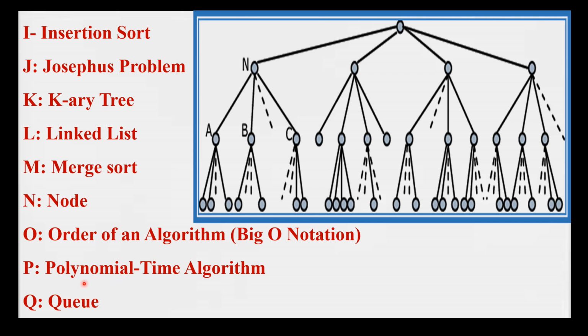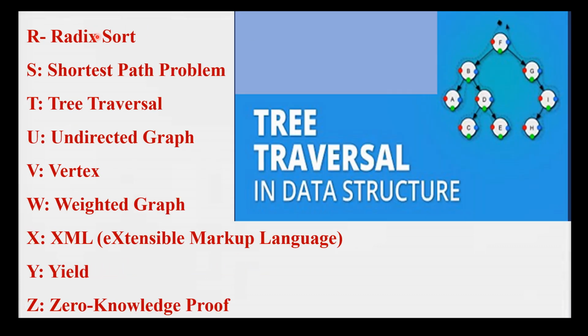Then Q is a queue, a linear data structure in which elements are inserted at one end or the back and removed from the other end, say at the front. For example, a line of people waiting to buy tickets. Then R is the radix sort, which is a sorting algorithm that sorts elements by individual digits starting from the least significant digit. For example, sorting a list of numbers with up to 3 digits by first sorting the ones digit, then the tens digit, and then the hundreds digit.